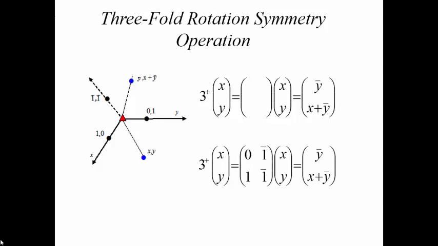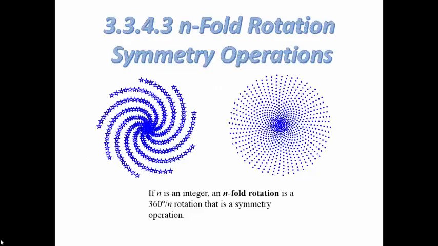So here we go. We have 0, 1 bar, 1, 1 bar, and if you multiply that out, you'll see that you get exactly what you were expecting. And the determinant of this becomes what? Well, the determinant is 1, and you can see that by multiplying it out.